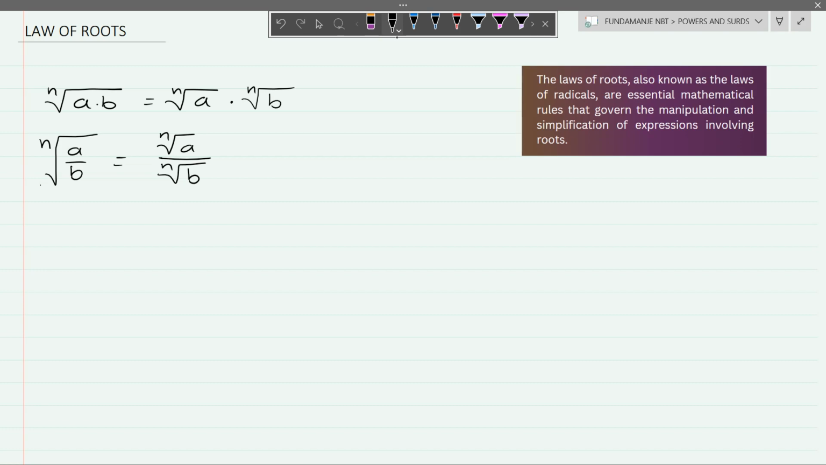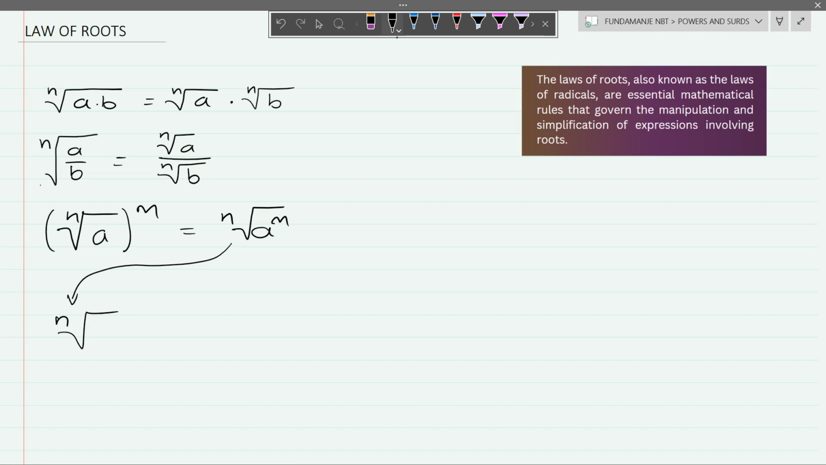Then the third one, which is called the power rule, goes as follows. The nth root of a to the power of m is equal to the nth root of a, all to the power of m. Then the last one will stem from this format. So if we have the nth root of a to the power of m, we can rewrite this as an exponent in the form a to the power of m over n.